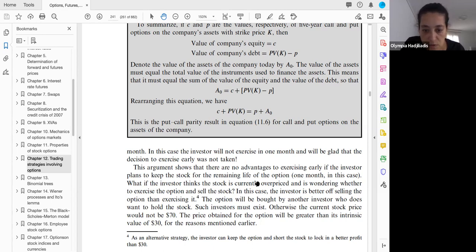What if the investor thinks the stock is currently overpriced and is wondering whether to exercise the option and sell the stock? In this case, the investor is better off selling the option than exercising it. The option will be bought by another investor who does want to hold the stock. Such investors must exist, otherwise the current stock price would not be $70. The price obtained for the option will be greater than its intrinsic value of $30 for the reasons mentioned earlier.